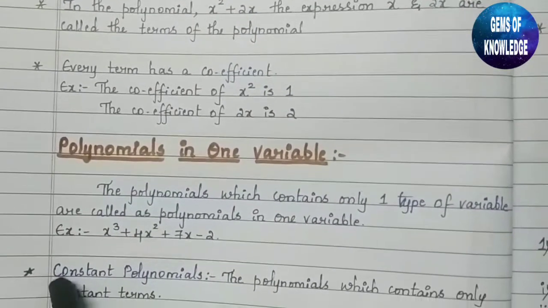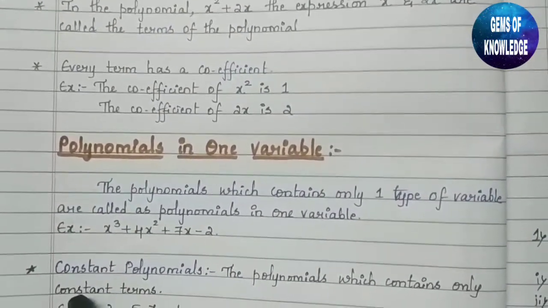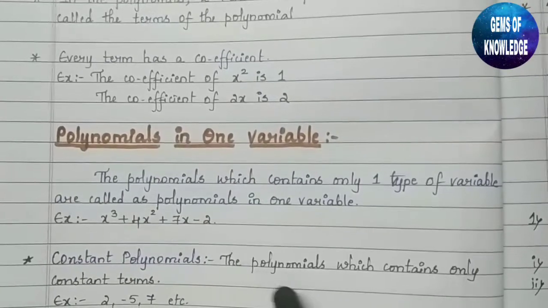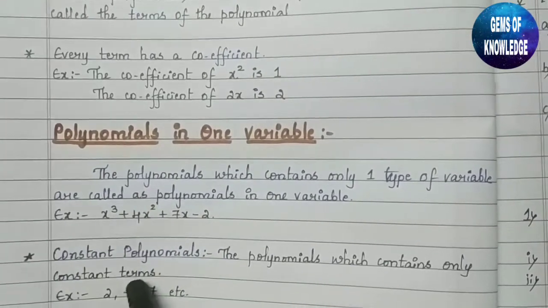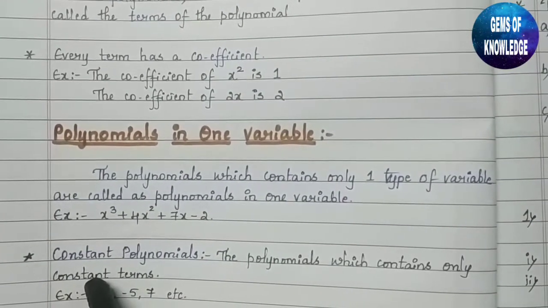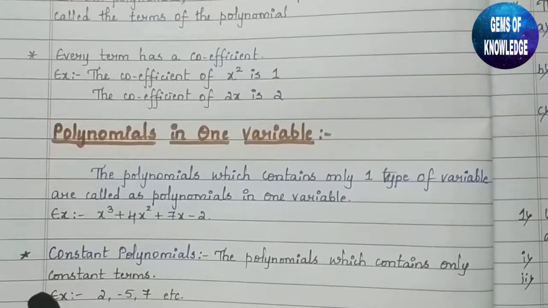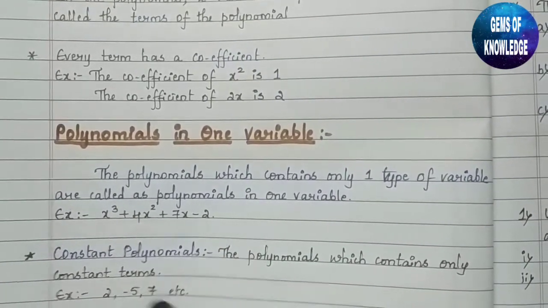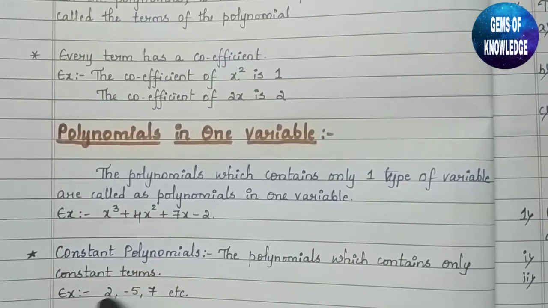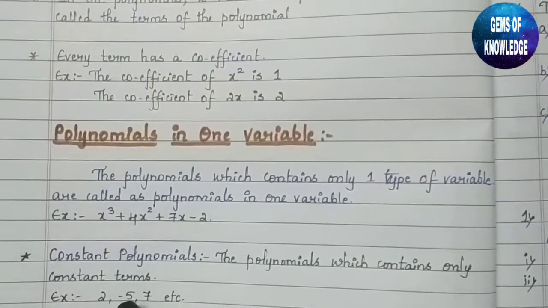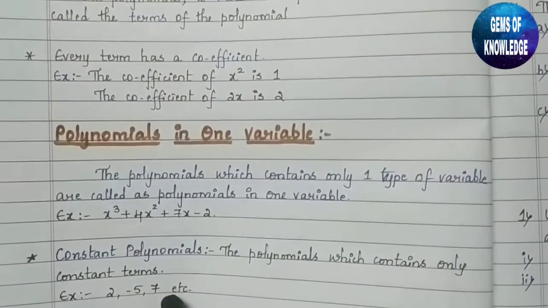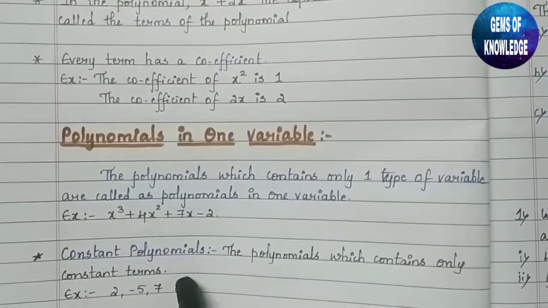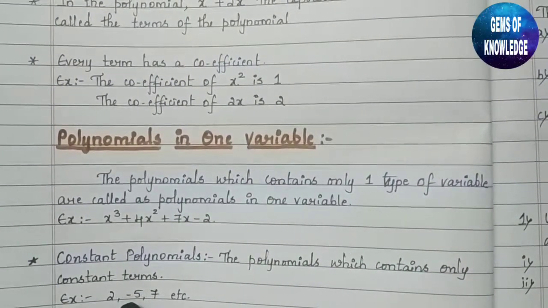Okay. Next you need to study about the constant polynomial. The polynomial which contains only constant terms is known as a constant polynomial. Examples are given. Simply 2 will be given, simply -5, simply 7 will be given. So these are nothing but called constant polynomials. Okay.